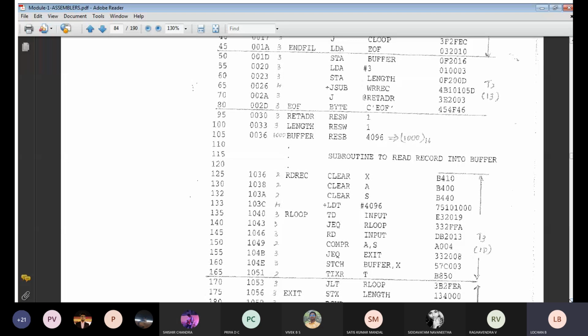4096. I'll open the browser and calculate the hexadecimal. You can check there. You just remember the value. What is the value? 4096. Just remember the value 4096. I'll open the browser. One second.